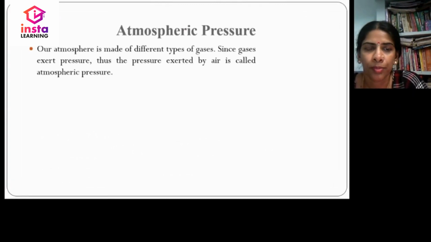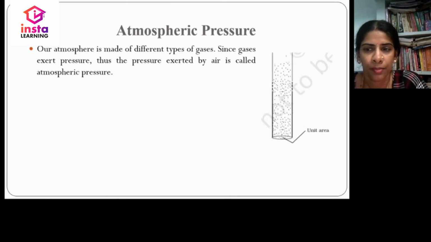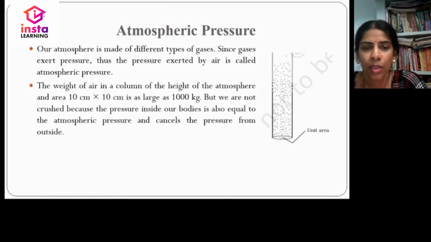Atmospheric pressure. Our atmosphere is made of different types of gases. Since gases exert pressure, the pressure exerted by the air is called atmospheric pressure. The weight of the air in a column of the height of the atmosphere and an area as large as the palm of a hand is about 1000 kilograms. Yet we are not crushed. This is because the pressure inside our body equals the atmospheric pressure and cancels the pressure from outside.